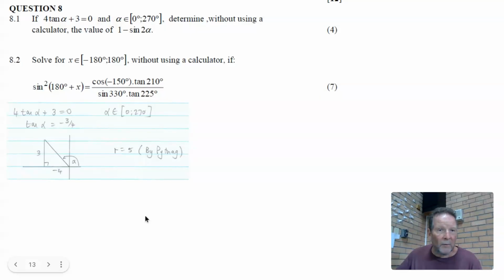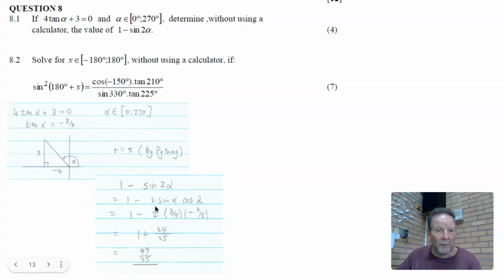That means we've got sine and cosine because we're supposed to find 1 minus sine 2 alpha. Well, sine of 2 alpha is just 2 sine alpha cos alpha in our formula sheet. 2 sine alpha cos alpha. And then all we do, well, what's the sine? It's 3 over 5. What's the cosine? It's minus 4 over 5.